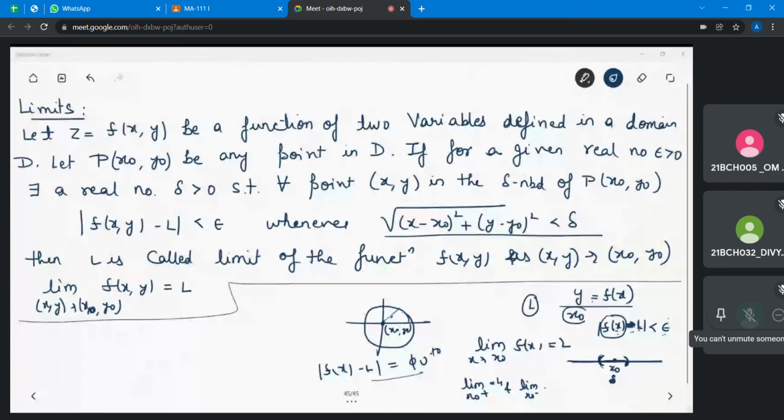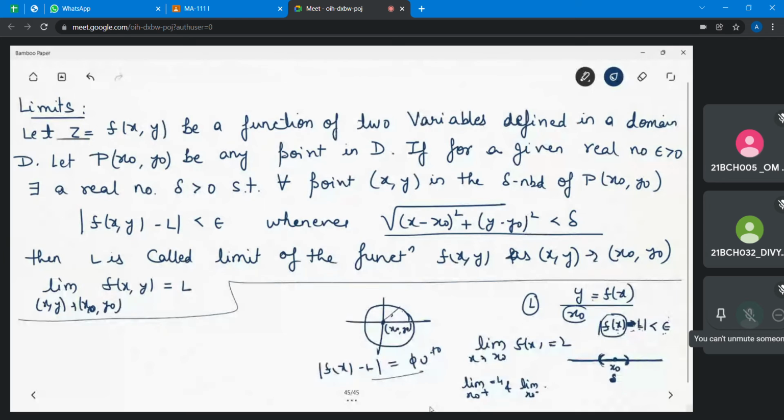So now you read the definition. If this term is clear, now you read the definition what I have written. If f(x, y) is a function of two variables and (x naught, y naught) is some point in the domain, then we say that for any real number epsilon greater than 0, epsilon is a very small quantity.